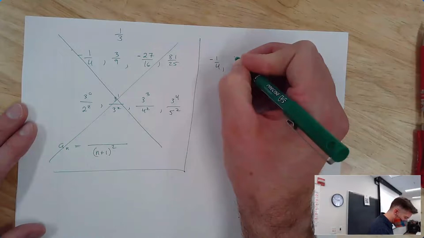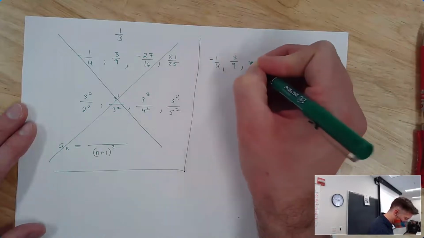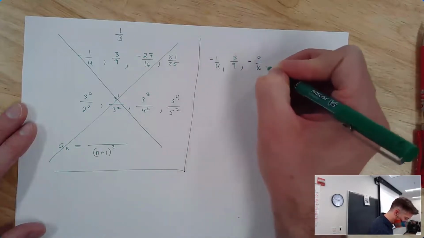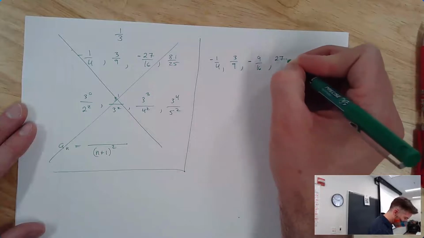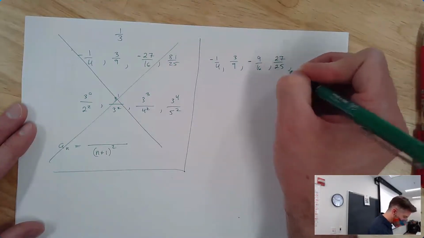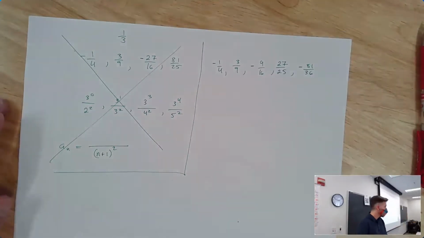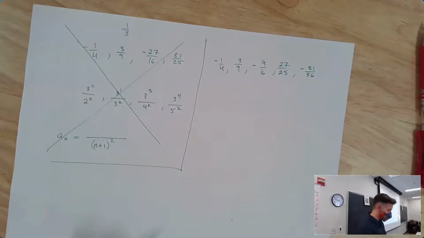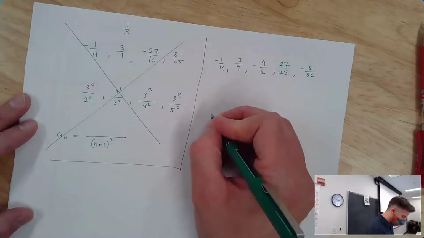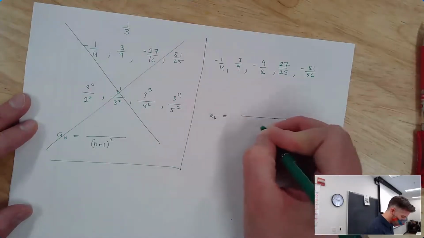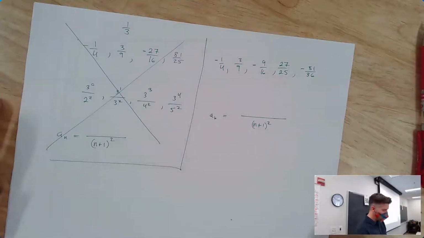-1/4, positive 3/9, -9/16, positive 27/25, and then maybe a -81/36. That's actually what we're looking at, because then we still have our denominator being what we already determined it was, n+1 squared. And now our numerator does look like nice powers of 3, right?